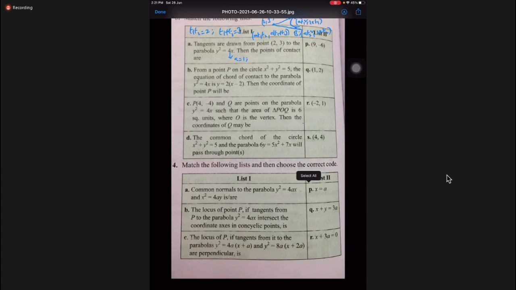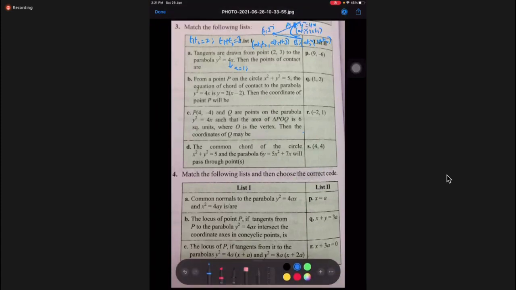B. Locus of point P if the tangents to the parabola intersect the coordinate axis in concyclic points. Locus of point P. Point P, like P(x, y), you can take anything. If the tangents to this coordinate axis meet at concyclic points, 4 points. Right, students? So that means you can find the first 3 points. Understand, students?